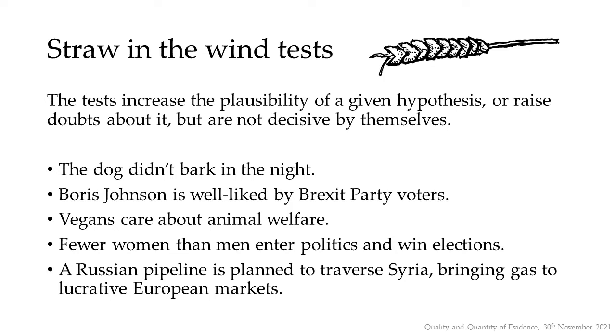Other straw in the wind tests might be the fact that Boris Johnson was well liked by Brexit Party voters in 2019, that vegans care about animal welfare, fewer women than men enter politics and win elections, and that a Russian pipeline is planned to traverse Syria, bringing gas to lucrative European markets. None of these facts are sufficient on their own to rule anything out or in definitively, but they're all suggestive. The combination of many separate straw in the wind tests might start to persuade you that one answer or another is the right one.